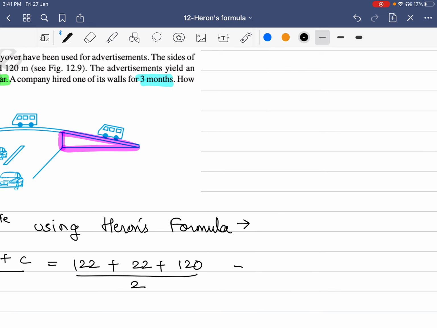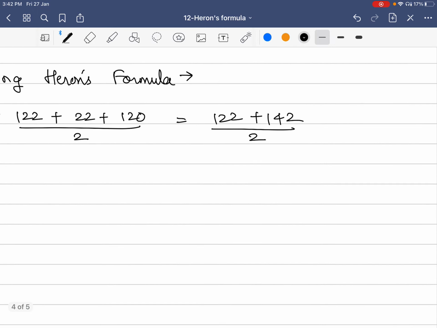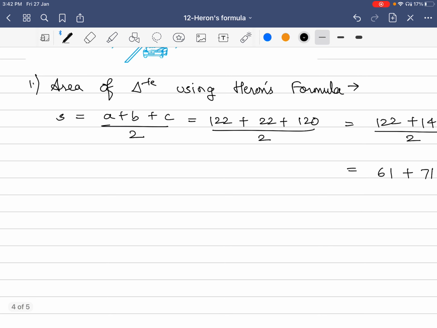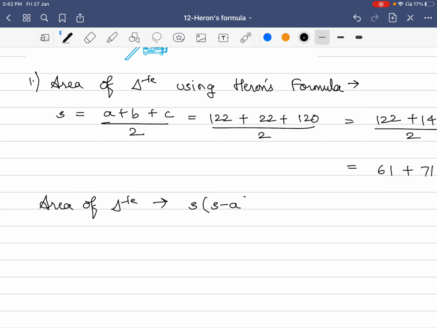So that is equal to 122 plus 142, the whole divided by 2, which is 264 divided by 2, that is equal to 132. So the value of S is 132. Now, once we find S, then it's very simple. The area of the triangle is given by the square root of S into S minus A into S minus B into S minus C.